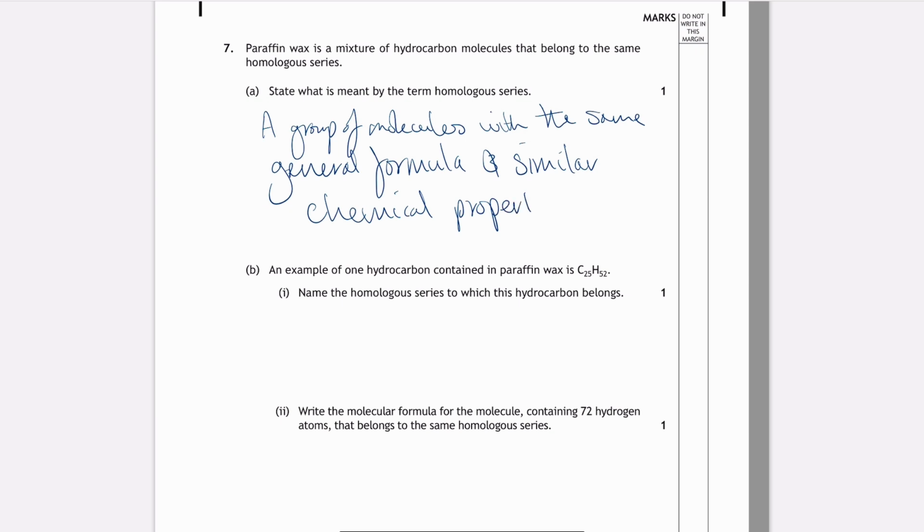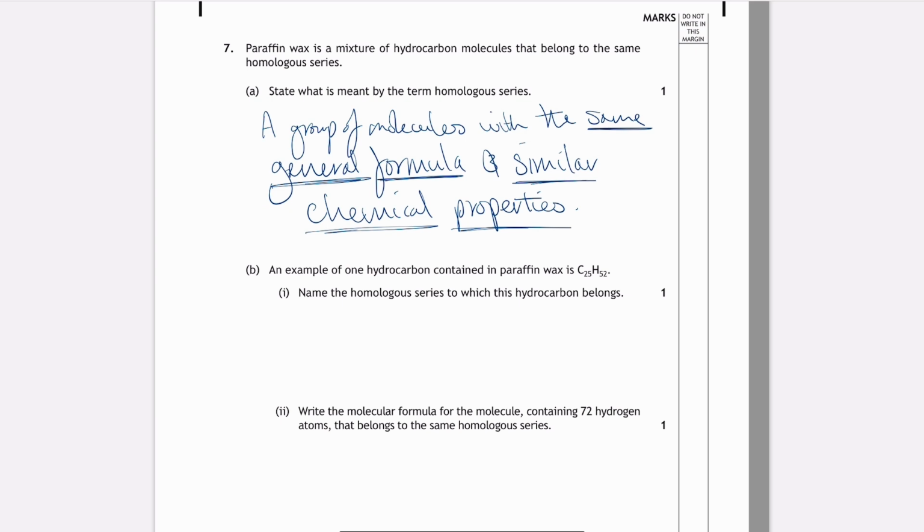This definition often gets confused with isomers, which are molecules with the same molecular formula but a different structure. So just remember, for homologous series, you're looking for the group of molecules that have the same general formula and similar chemical properties. Definitions are good things to put on flashcards. If you put the term on one side and then the definition on the other, you can play a little revision game with yourself.